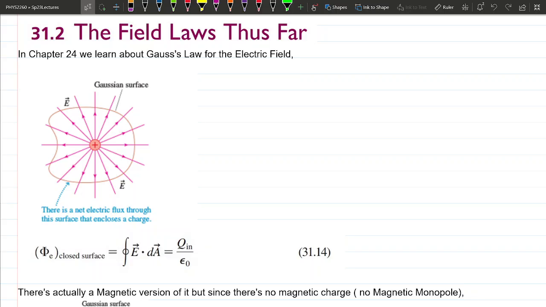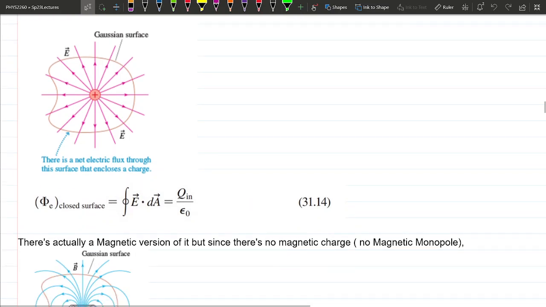So back in, I don't even remember, chapter 23, right in the beginning of the semester, we learned about this thing called Gauss's law. What Gauss's law tells us is that if you have some Gaussian surface and you know how much charge is inside, you can figure out the electric field. Actually, technically, the flux, which is E dot dA, the electric flux through this surface.